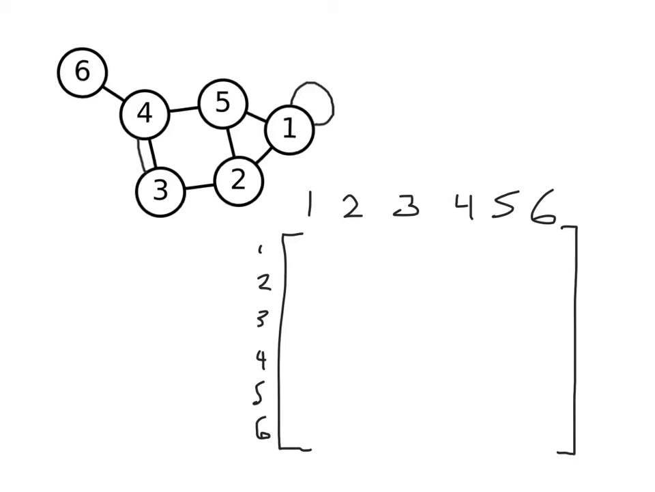So node 1, I can see that node 1 actually does have an edge that connects to itself. That would be a loop right here, one loop. Then it connects to 2 and it connects to 5.